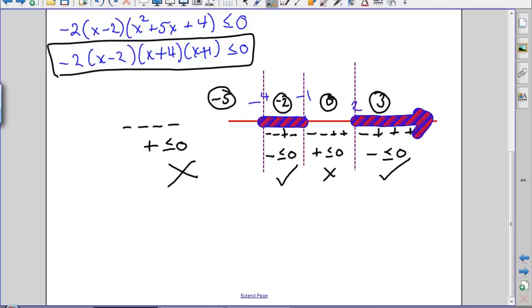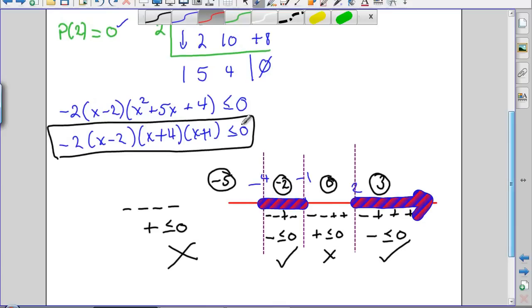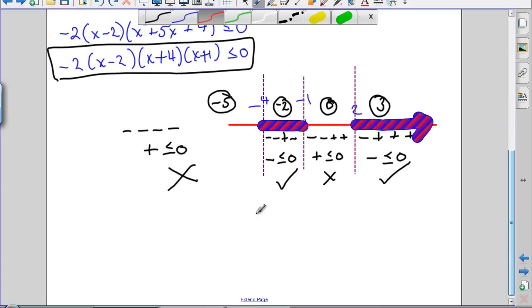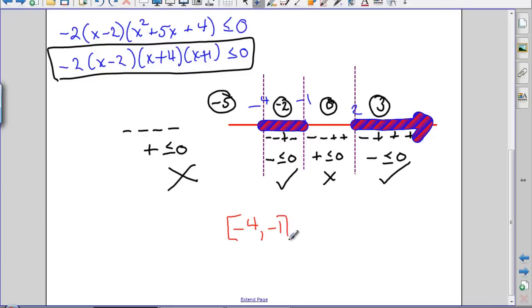Now I have to be a little bit cautious here because I do have a less than or equal to sign, so there might be some square brackets that I'm dealing with. So my solution is negative 4 to negative 1 inclusive, meaning it does include those values, and then from 2, including 2, all the way to positive infinity.